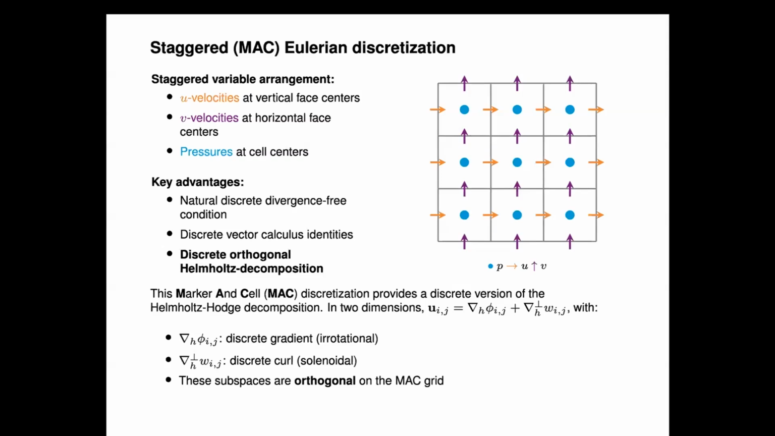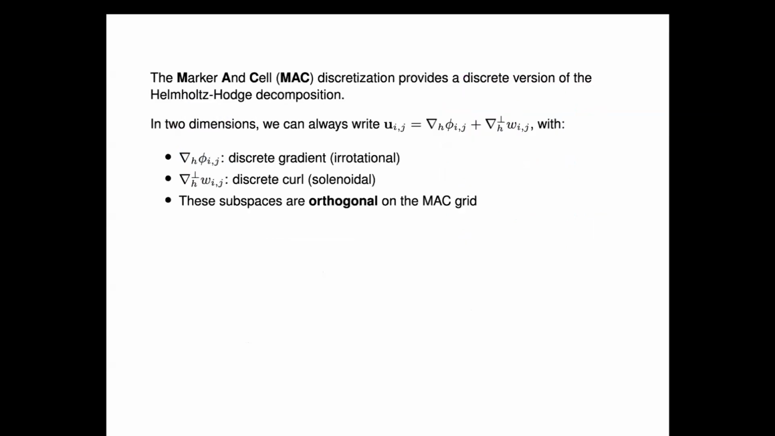So you can write down a velocity field on the grid as the sum of a gradient of a scalar plus the perpendicular gradient of something that looks like a vorticity. So it's the sum of a discrete gradient and a discrete curl. And further, these are actually in a discrete sense orthogonal to each other. So it really satisfies this Helmholtz decomposition.